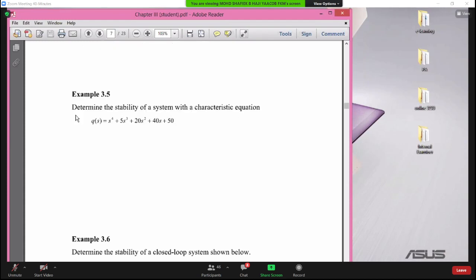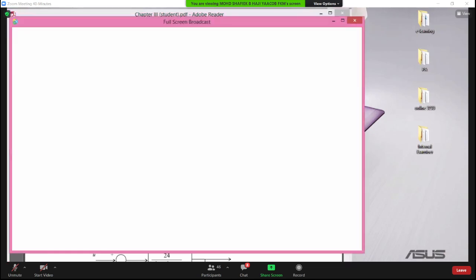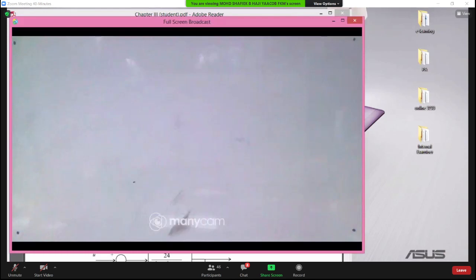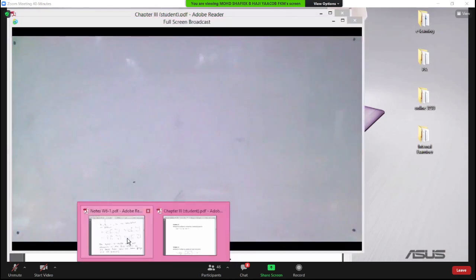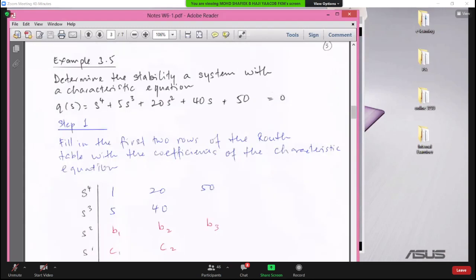Example 3.5. Determine the stability of the system with this characteristic equation. This is a fourth order polynomial, and here we want to construct the Routh table. Of course, I already constructed the table for you, but you need to see how this table is developed.